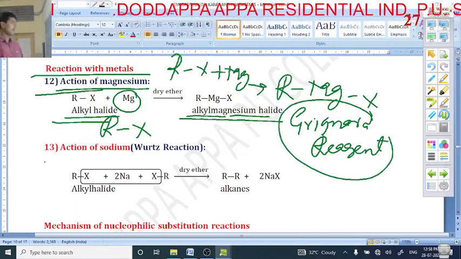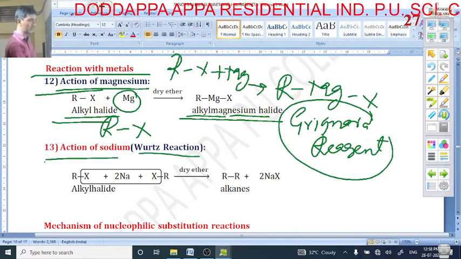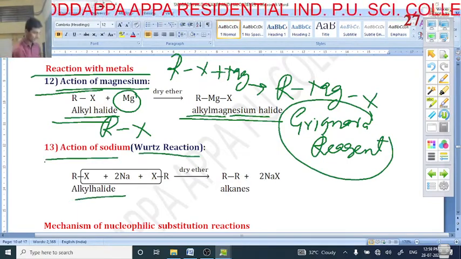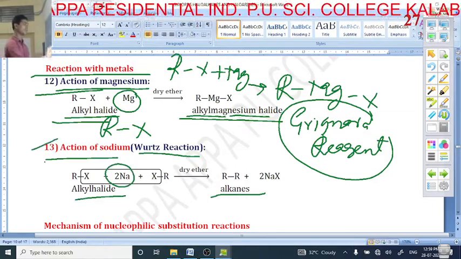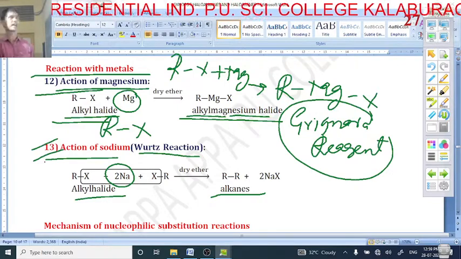RMgX is called Grignard reagent. One more reaction is the action of sodium, called the Wurtz reaction. Alkyl halide reacts with sodium metal and gives an alkane. This is called the Wurtz reaction.